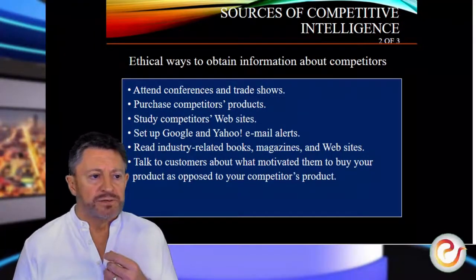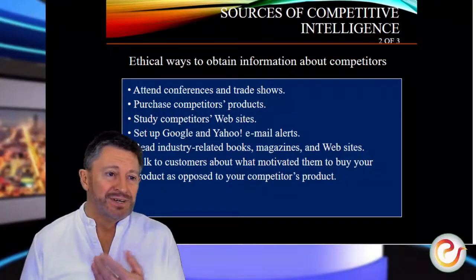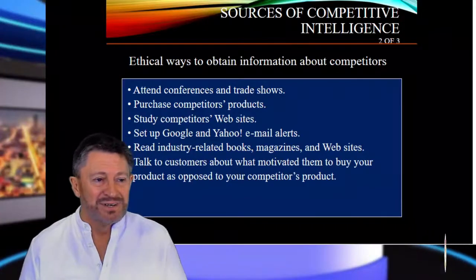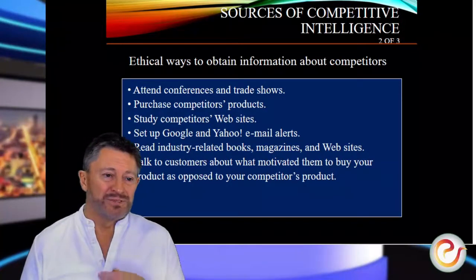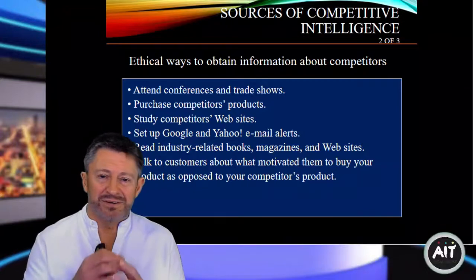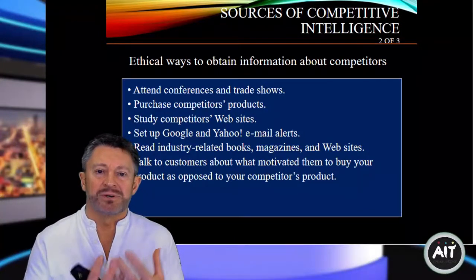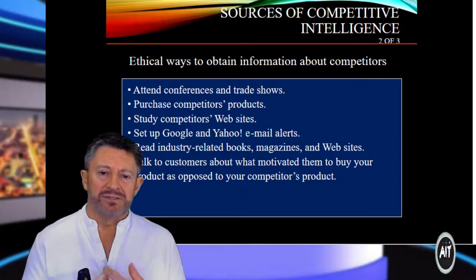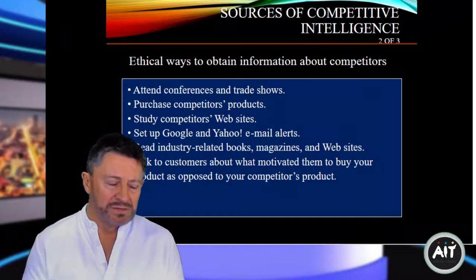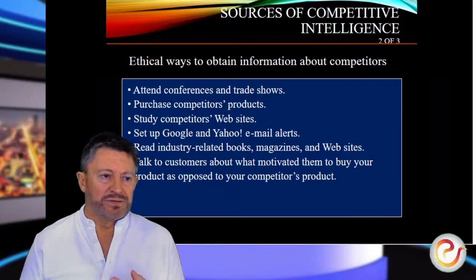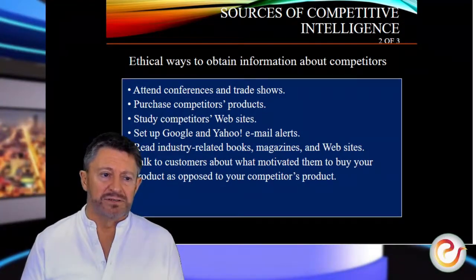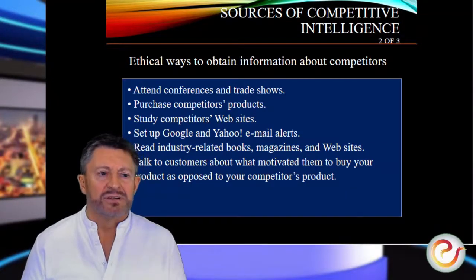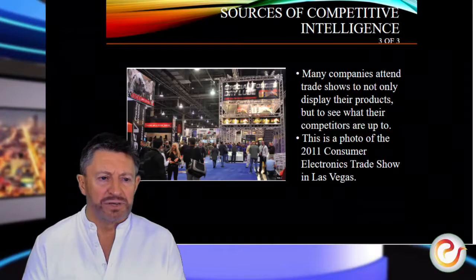So, ethical ways to obtain information: attend conferences, trade shows, purchase competitors' products, study competitors' websites, and so on. Talk to customers about what motivated them to buy, so you can get all this legitimate information about the product and find out why customers actually want to buy it. There's a lot of information available. So those are the ethical ways of doing it. But it's time consuming, costly, and you have to have the right people knowing how to do the right research to get answers to all those questions, and get more insights.